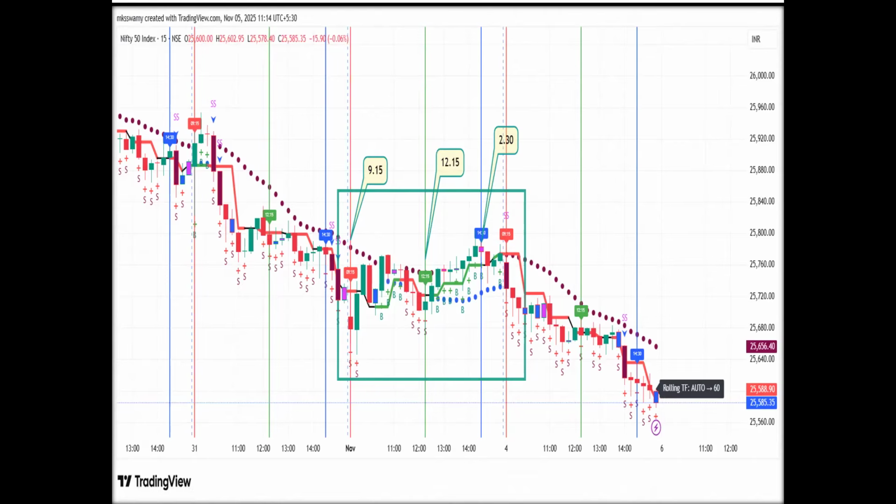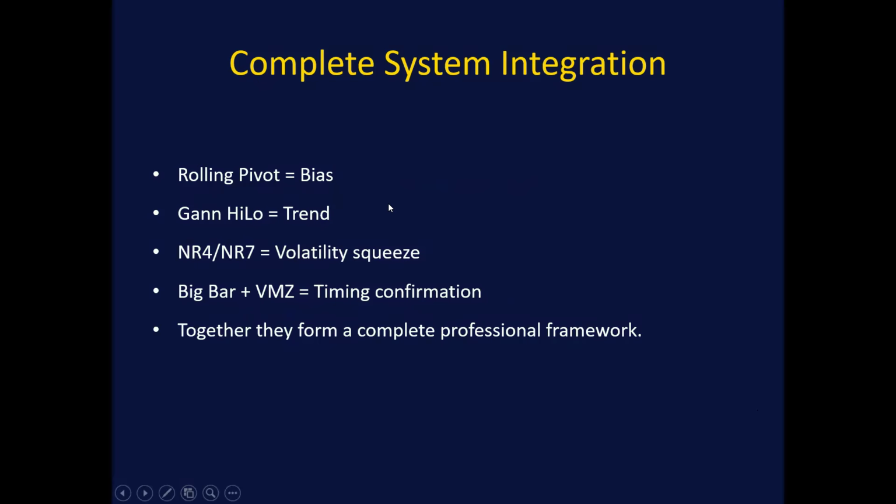This combination, this indicator is so beautiful. It has taken everything into consideration. So it is a complete system integration. Rolling pivot is for bias, Gann HiLo for trend, NR4, NR7 for volatility squeeze, big bar plus VMZ timing confirmation. Together they form a complete professional framework for your trading.